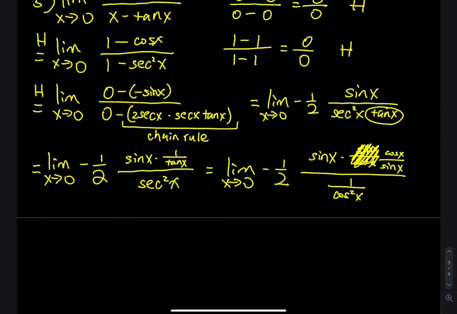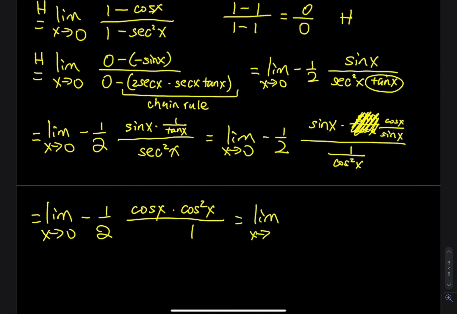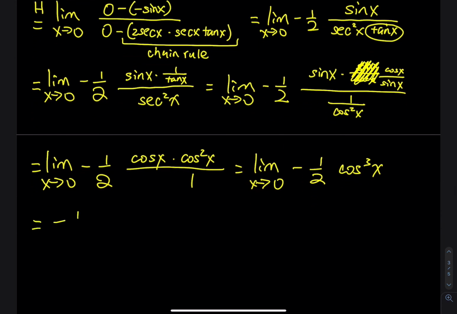So the sine x can be cancelled. And then you have limit as x approaches to 0, negative 1/2. So the sine is cancelled. And then we have a cosine x. And then flip the cosine square x to the top, then cosine square x, we have a 1 right there. Then this is a cosine to the 3rd power. So limit as x approaches to 0, we have negative 1/2 cosine to the 3rd power x. So now it is safe to plug in 0 because cosine of 0 is just equal to 1. Then you have negative 1/2 times 1, that is equal to negative 1/2. So that is the answer of problem 5.